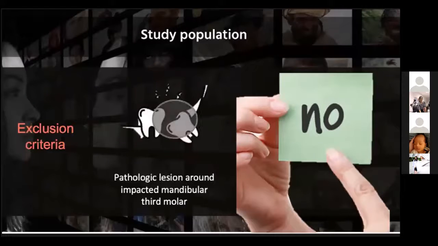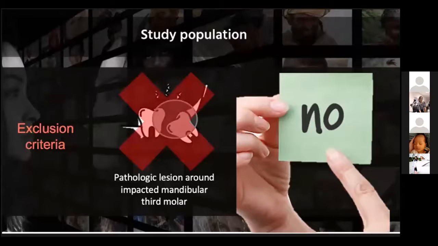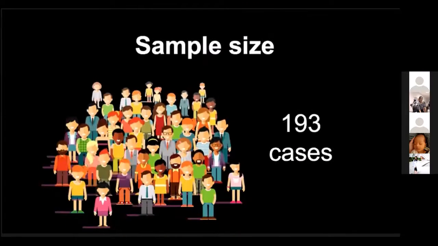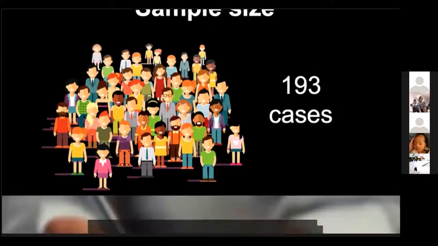Exclusion criteria. Patient who had pathologic lesion around impacted mandibular third molar which was observed in panoramic radiograph. Sample size. Using statistical calculation, the number of this sampling population must be studied at least 193 cases.